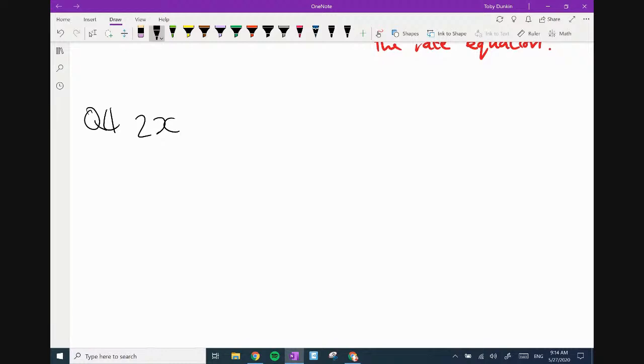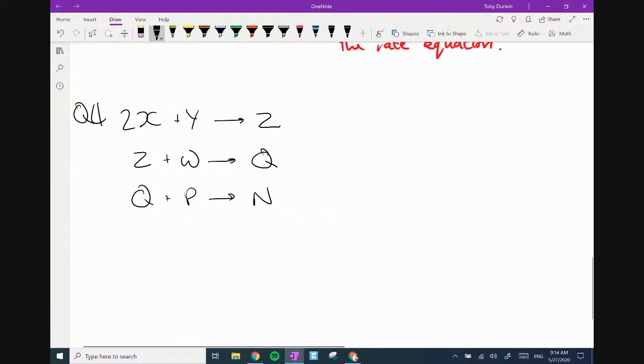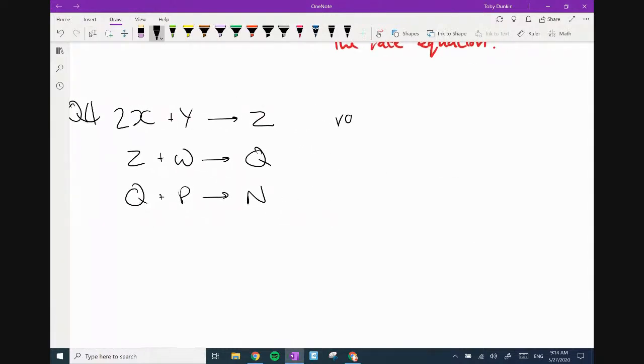x, 2x plus y goes to z. Z plus w, try that again. Z plus w goes to q, and then q plus p goes to n. I don't know, I'm just messing around, just giving you letters, doesn't matter. Right, and they're going to give you the rate equation of this one.